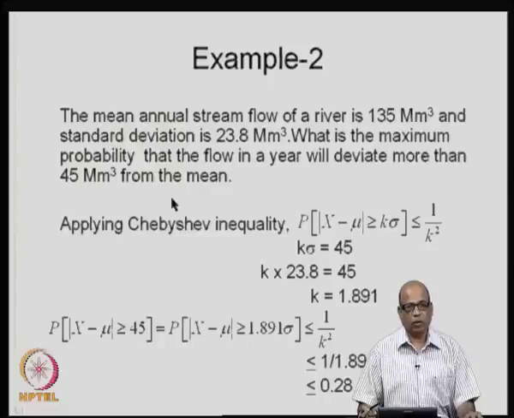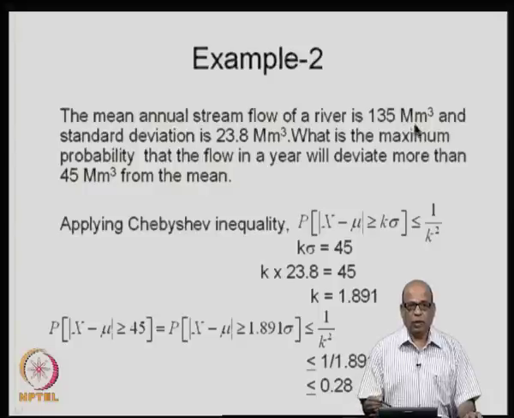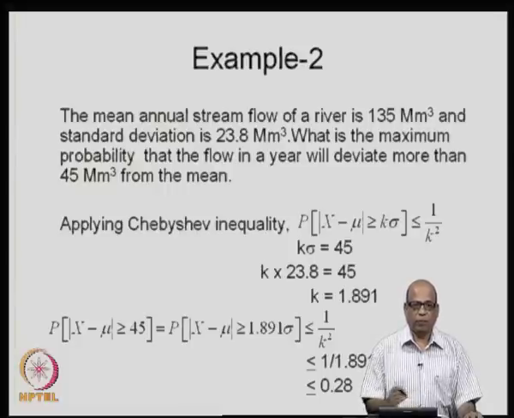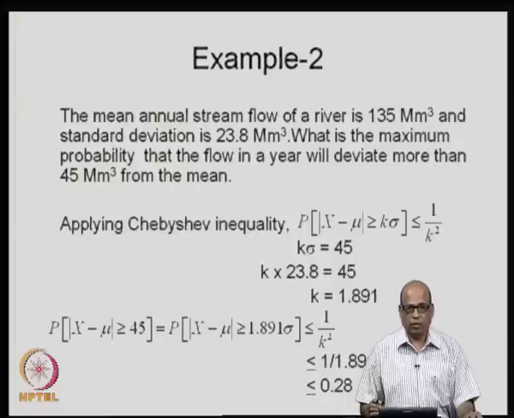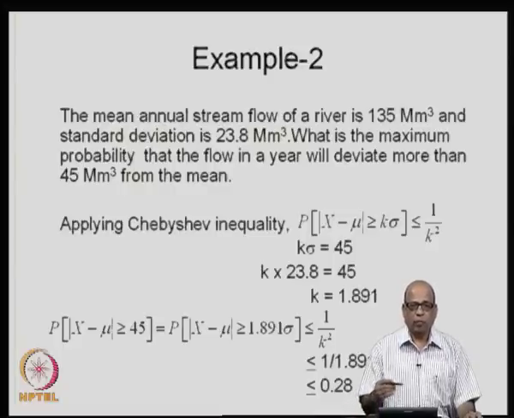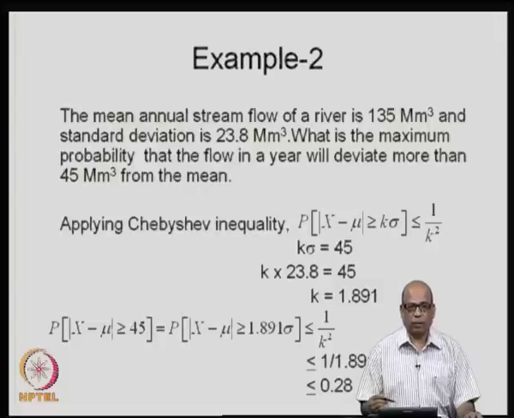These kind of questions would be of course of practical relevance, because knowing the mean we may be interested in seeing how low the flow can go, or what is the maximum probability that the flow will deviate by 45 million cubic meters from this on either side, because you would like to plan for water resources utilization, the stream flow utilization based on such information. And therefore, you will be interested not so much in the probability density function or the probability distribution functions themselves, but you would be interested in what will be the maximum probability of such an event happening.